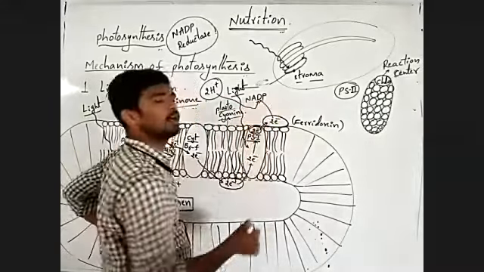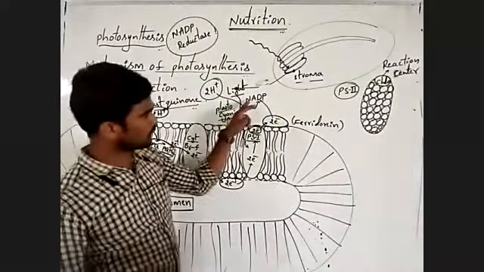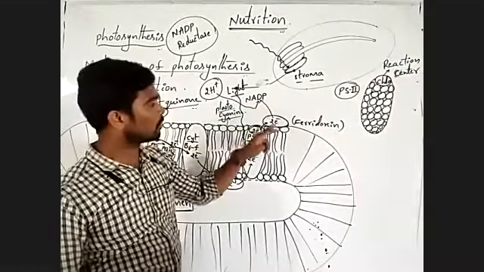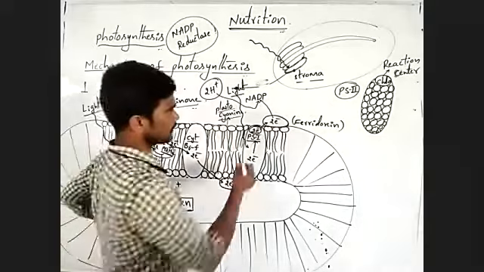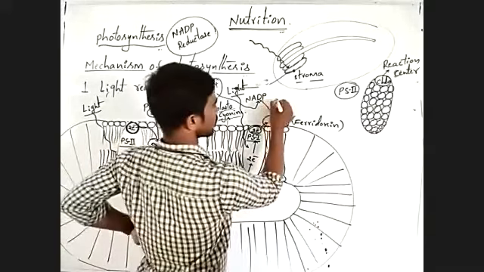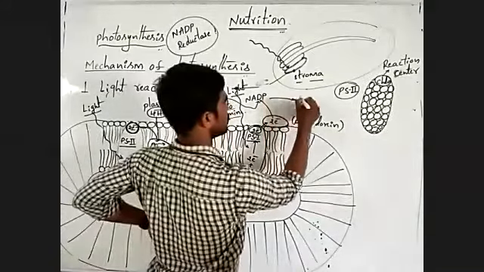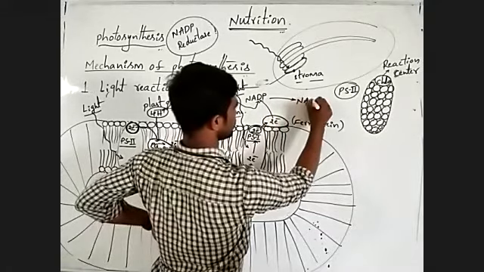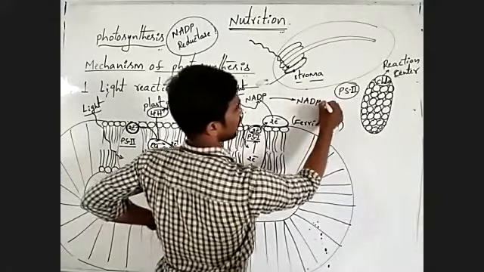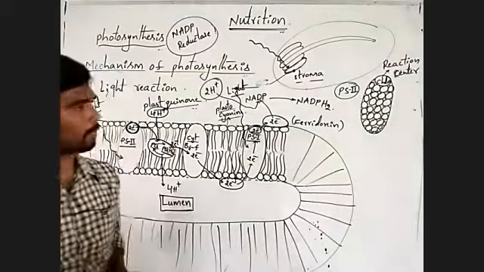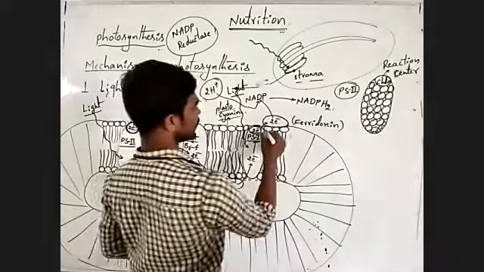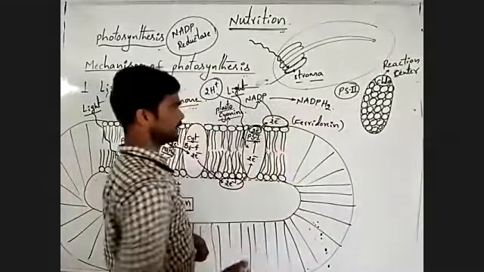and combines with the NADP plus 2 electrons. Understanding? Now here ultimately NADPH2 is formed. NADPH2 is formed here.